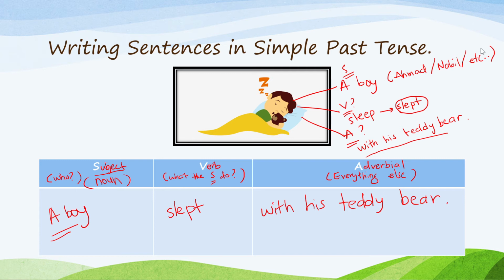So, your task is, write it back. A boy slept with his teddy bear. Simple. Alright, that is how you write sentence in simple past tense. Let's move on to the next example.